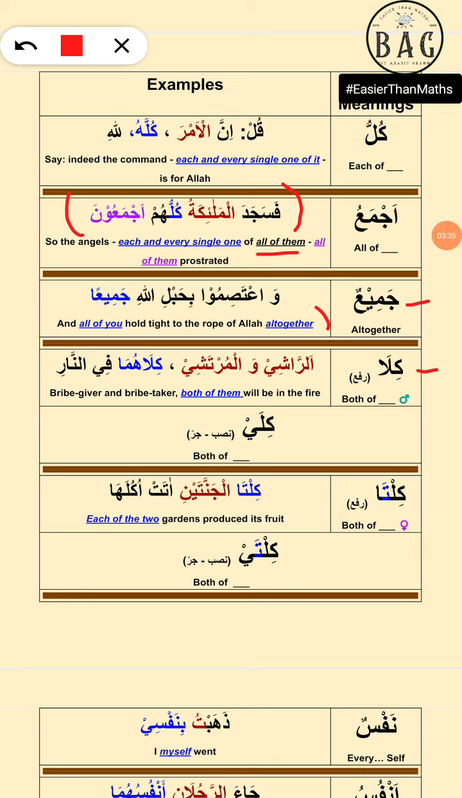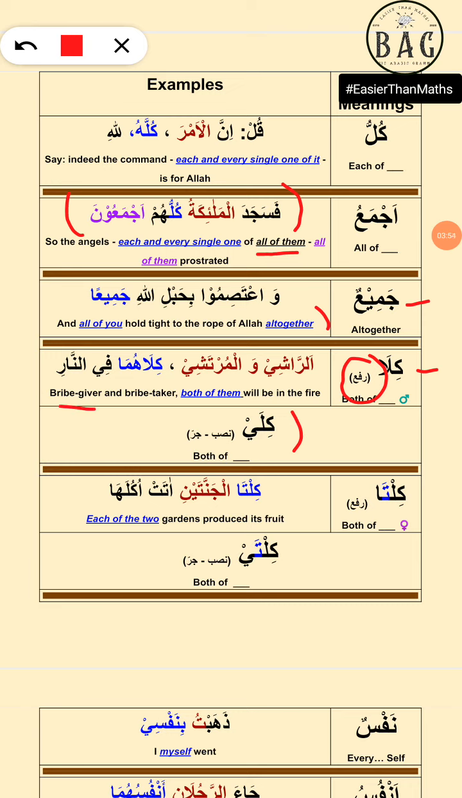All right, so that's how you have it in English. So kila, and kila is the rafa form, and its nasab or jar form is kilay. Okay, our example is arashi wal murtashi kilahuma finnar.